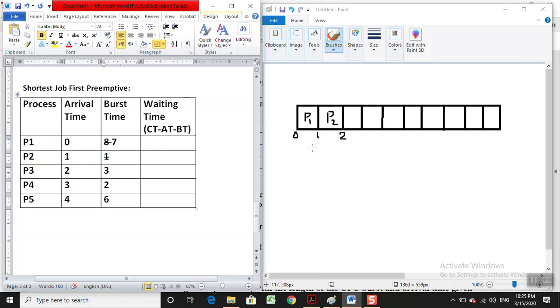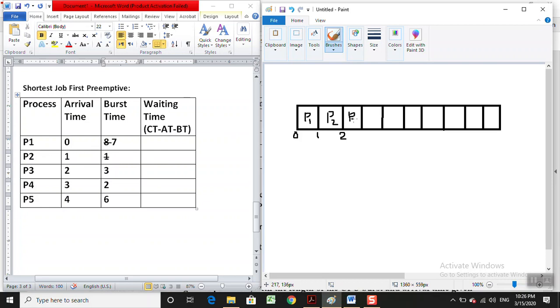Okay, so now P3 has arrived at 2 milliseconds with a shorter burst time of 3. What are the available processes at this point? At 2 milliseconds, the available processes are P3 and P1, because P2 has completed its job. So now we have to check this time with the available processes. Which one has the shorter burst time? Of course P3, which is 3, less than 7. So P3 will be scheduled here.